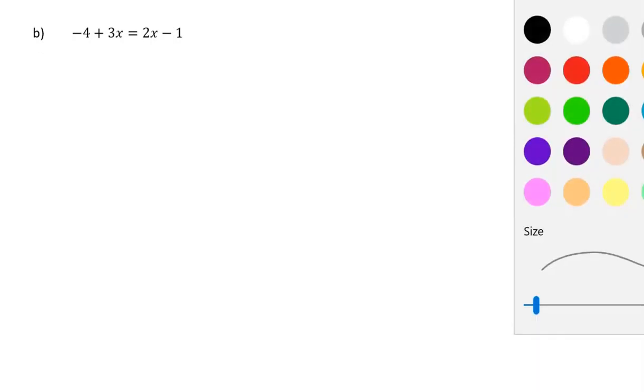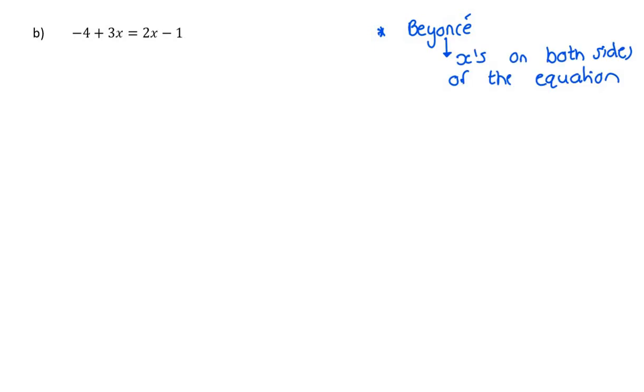Okay, let's try some more Beyonce type questions. Question B, definitely Beyonce because there's x's on both sides. So I'm going to start writing down a few notes in this example, just so when we're studying we've got some concrete stuff to study from. So why do I call it a Beyonce type question? Because it has x's on both sides. So I've just written in that note there.